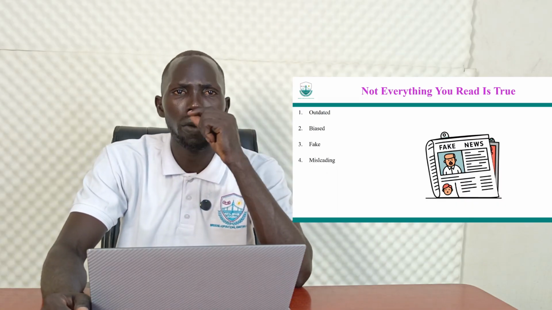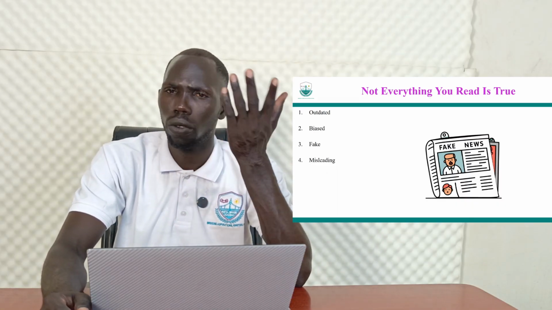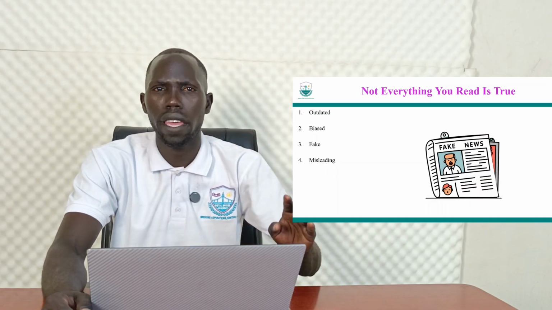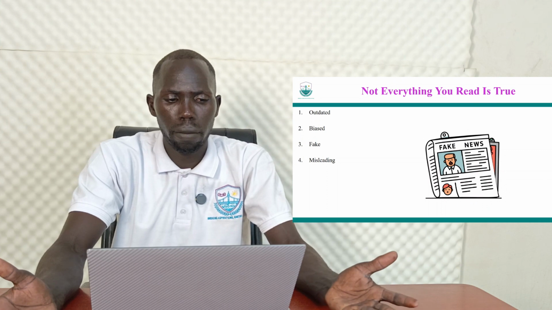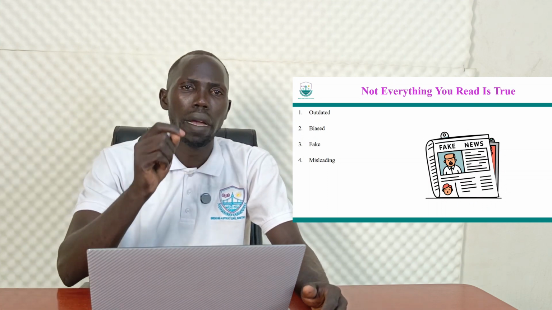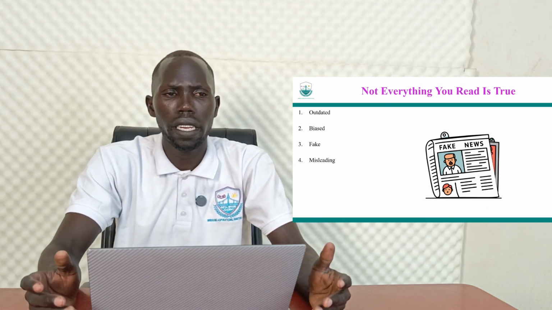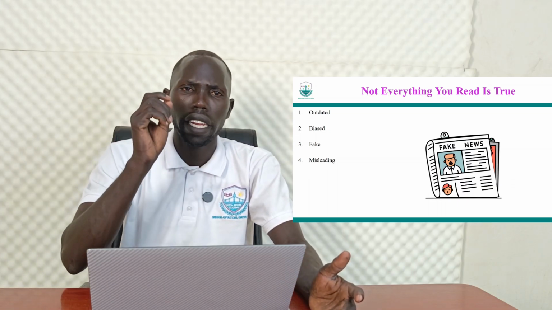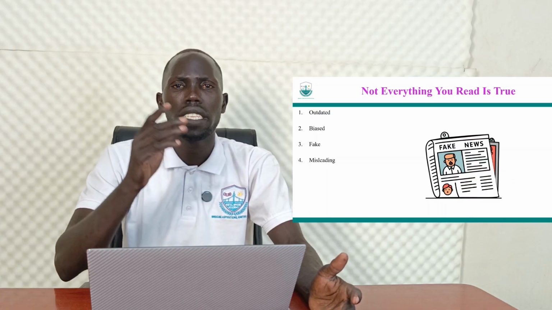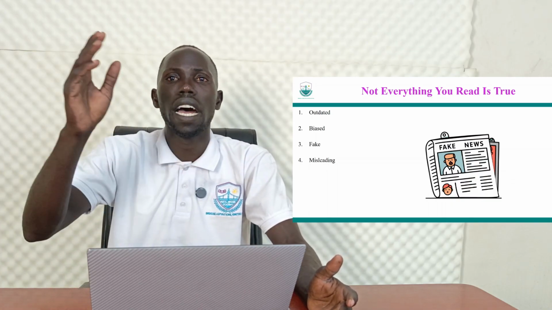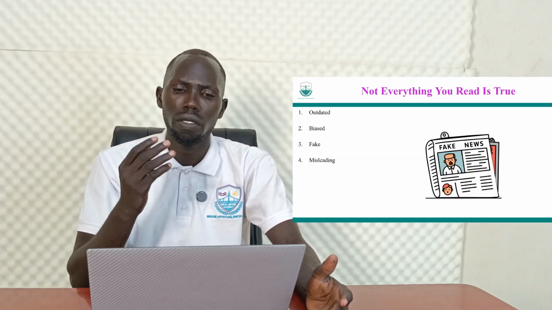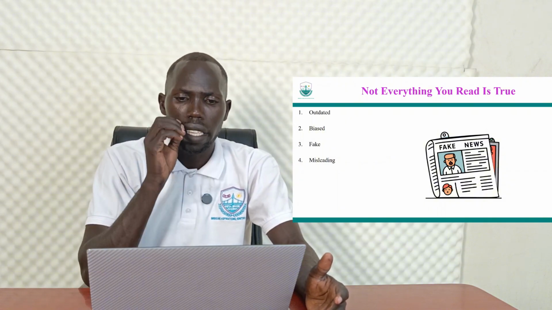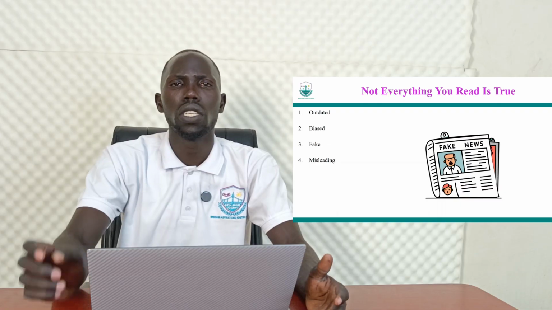Others could be outdated. It could be something of long ago that does not affect us in any way. It could be outdated pieces of information. Others might be biased. You may read articles of other writers, and they are not objective. They are subjective. They have taken stands. And such pieces of information, with the biases that come from it, make it not really that true.